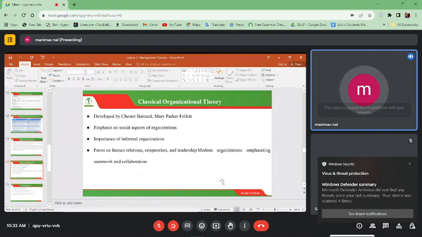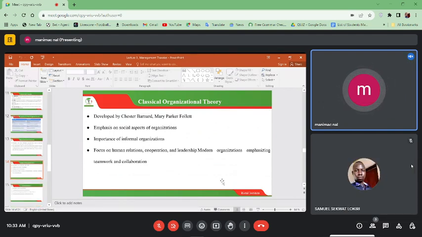Furthermore, we have what we call the classical organization theory. What do we mean by classical organization theory? It was developed by Henri Fayol, Chester Barnard, and Mary Parker Follett, whereby they agreed that this is a theory that views an organization as a machine and employees as the various parts of that machine.